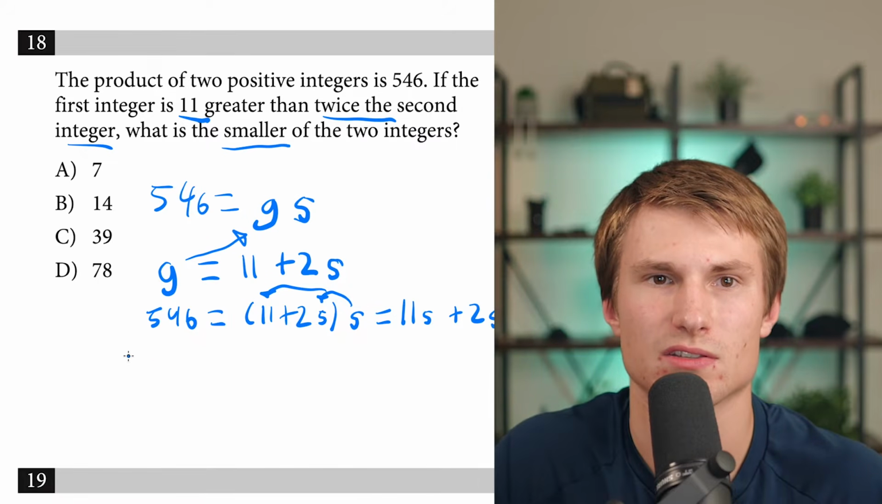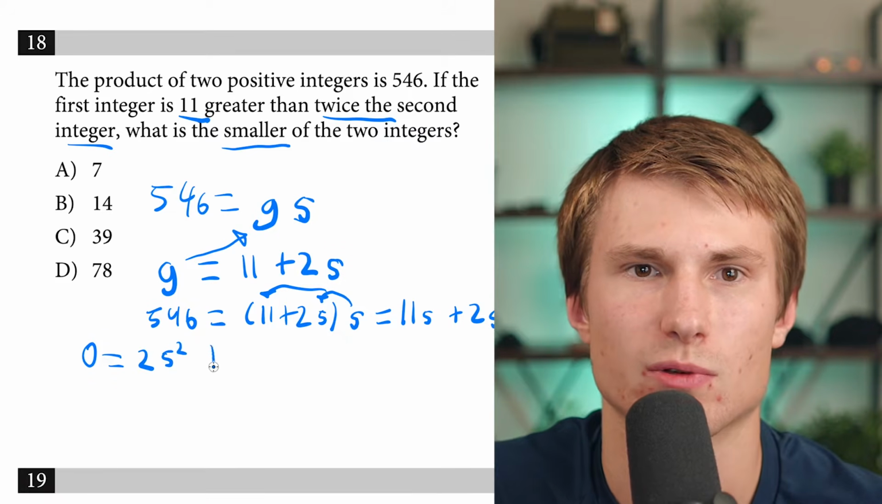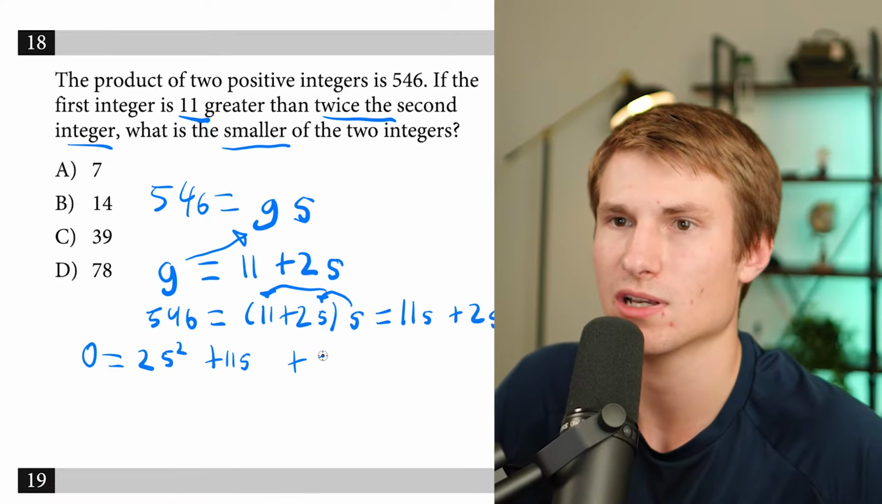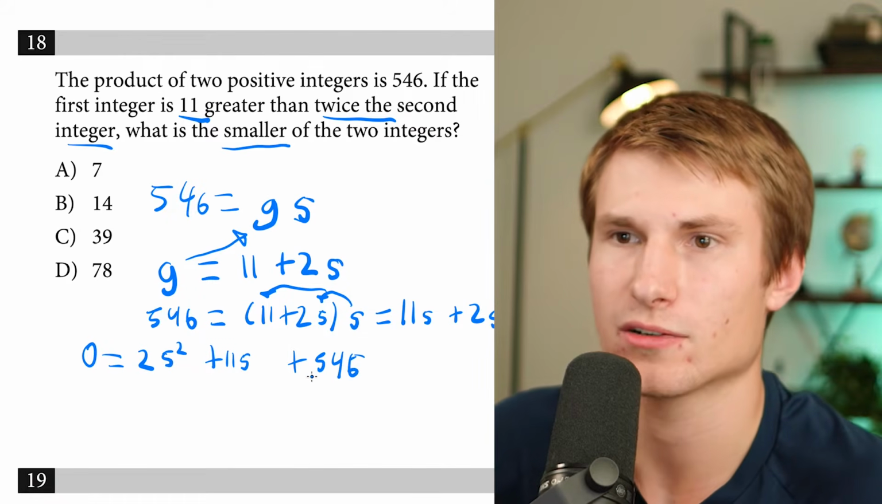From here, we want to set this all equal to 0. So we're going to have 0 equals 2s squared plus 11s plus 546. Now from here, it's a little bit difficult to factor this, or at least it looks like it might be.